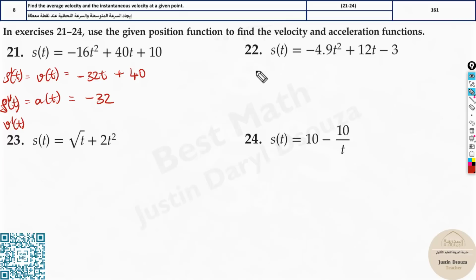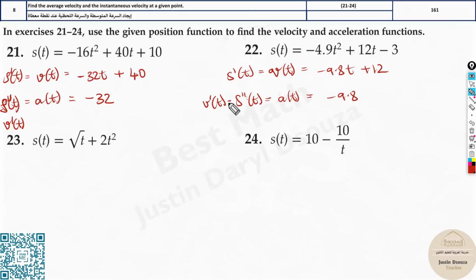You have to derive the given position twice. For velocity, it's once. This is velocity. It'll be minus 9.8 times t plus 12. And derive it again, it'll be acceleration. It'll be just minus 9.8. So always remember, this is the single derivative of the position. This is the double derivative of the position. Or you can write it as the single derivative of the velocity. That's it. What about this?